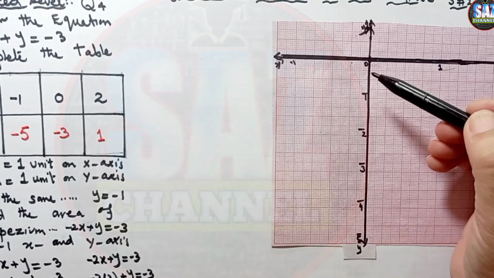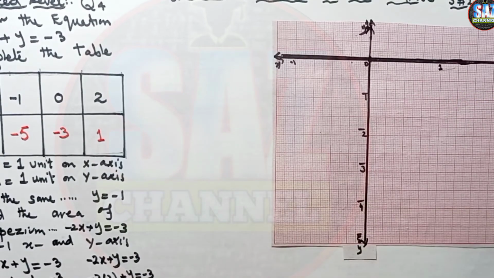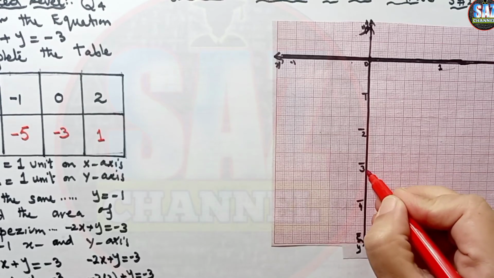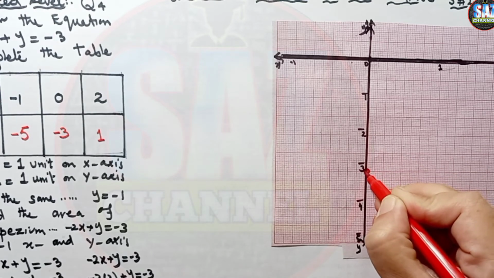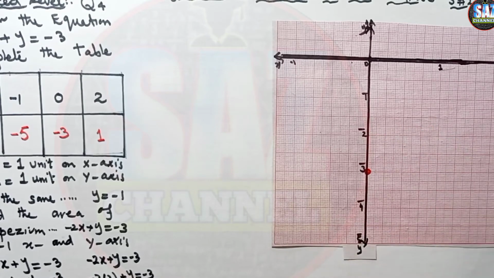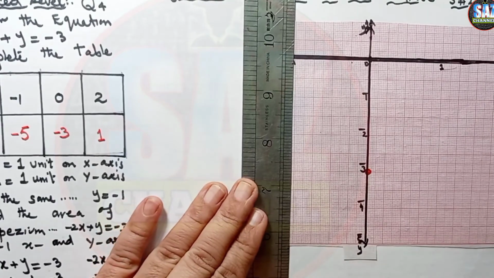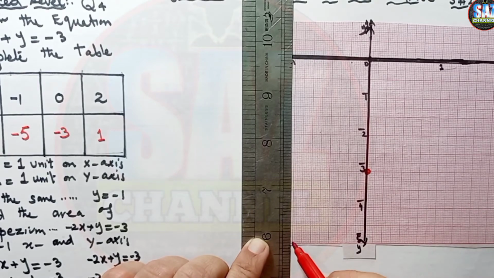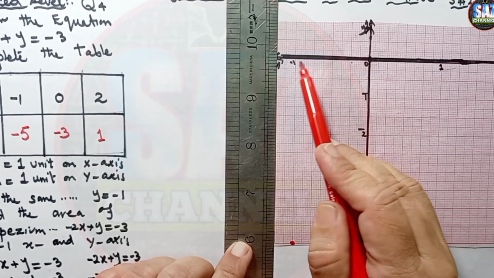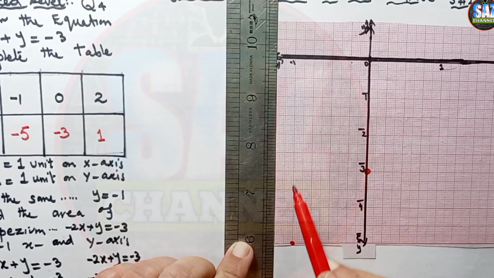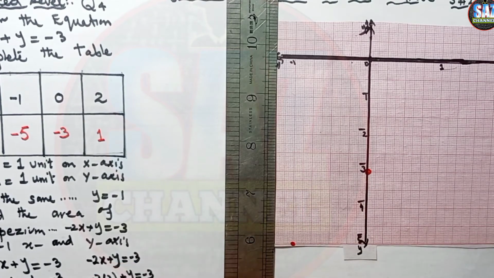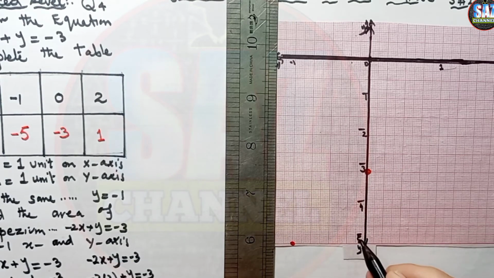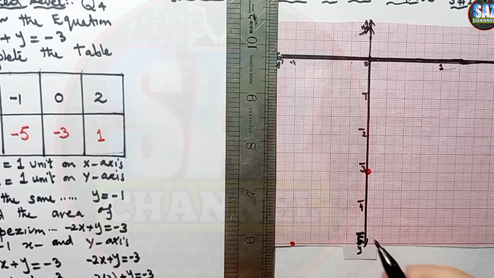0 with -3. When x is 0, y value is -3. So the point will be marked at this place. Then with -1, when x is -1, y is -5. So the point will be marked over here under -1. First reach at -1 on the x-axis, then move downward and reach in front of 5 with negative sign. This is 5 with minus sign.